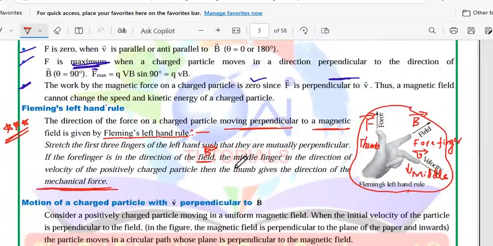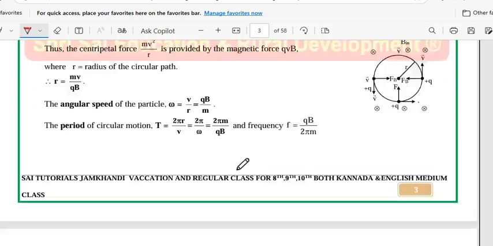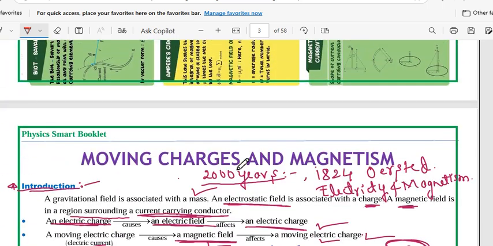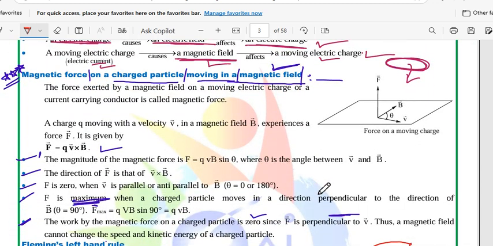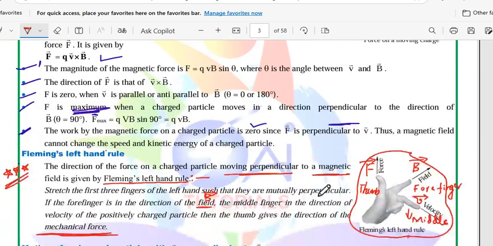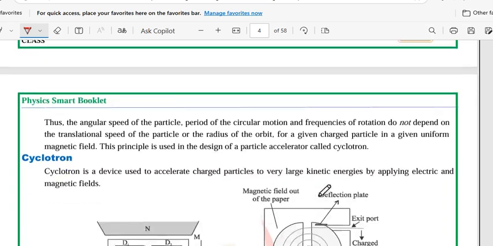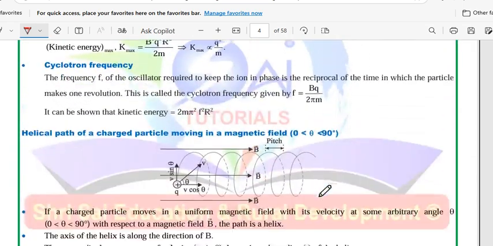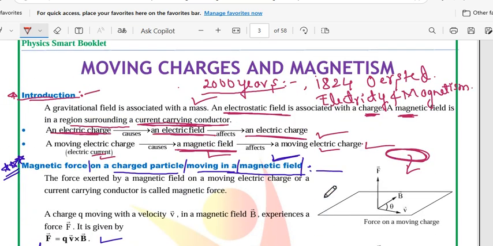Okay, so dear students, today we have discussed some introduction related to moving charges and magnetism, the magnetic force on a charged particle moving in a magnetic field, and Fleming's left hand rule. In the next session, let us discuss the concepts related to your syllabus. I'm going to derive those. So by this, I'm going to wind up the session for today.